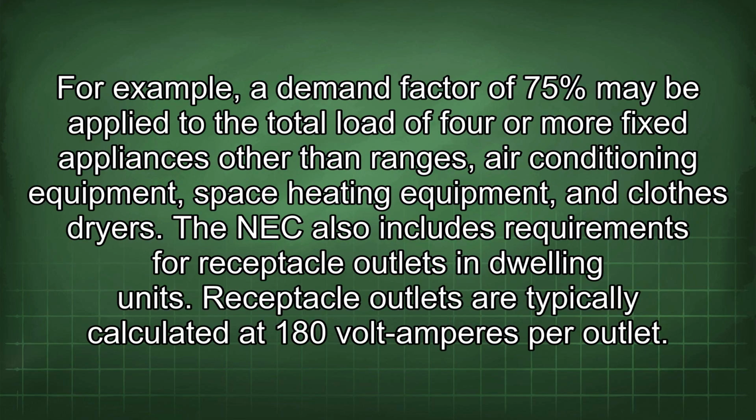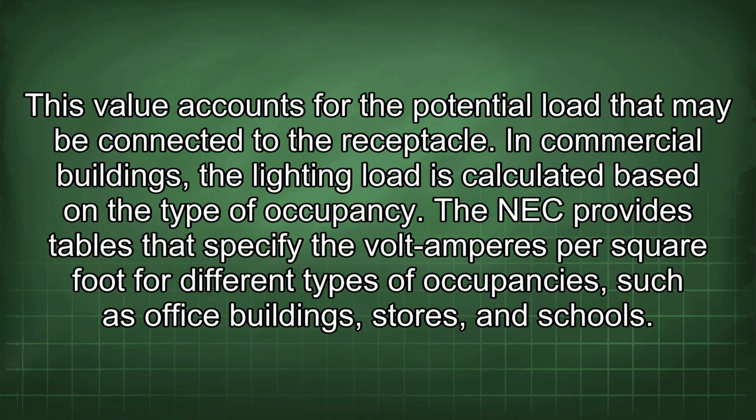For example, a demand factor of 75% may be applied to the total load of 4 or more fixed appliances other than ranges, air conditioning equipment, space heating equipment, and clothes dryers. The NEC also includes requirements for receptacle outlets in dwelling units. Receptacle outlets are typically calculated at 180 volt-amperes per outlet. This value accounts for the potential load that may be connected to the receptacle.